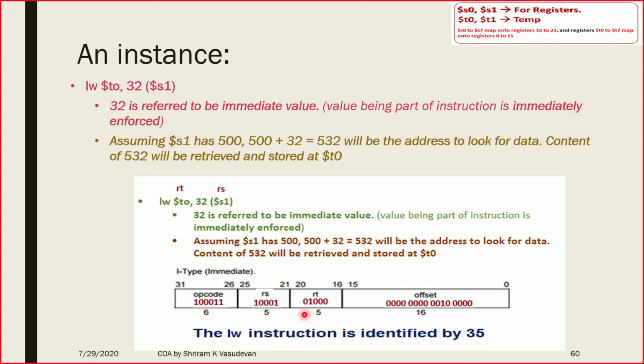Is that good? Good. Now what do we do? We have got something as 32 here, right? This is nothing but your immediate value. This 32 is your immediate value, which is called the offset. Just fill it up here.